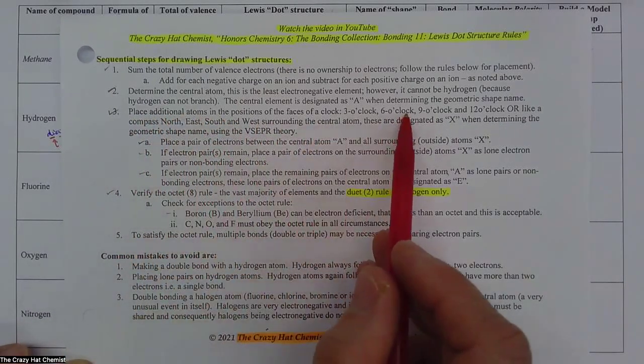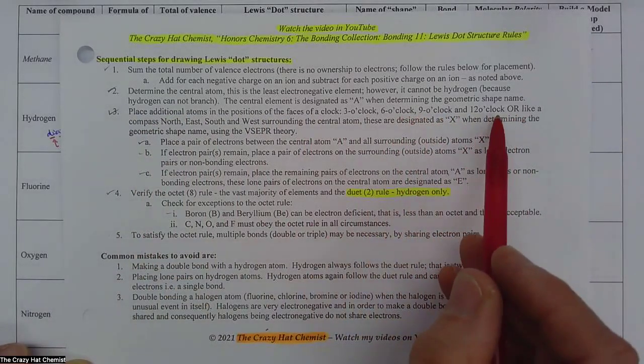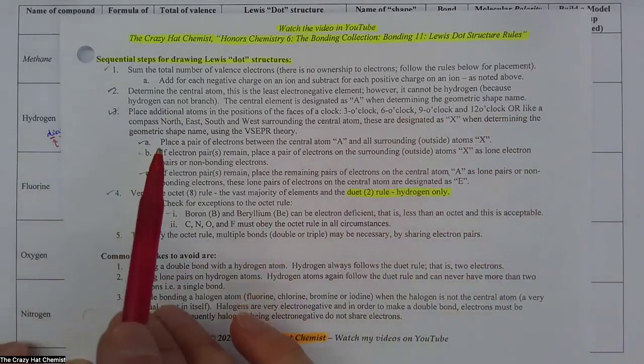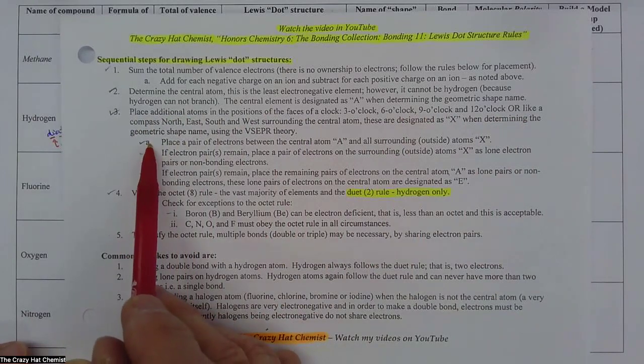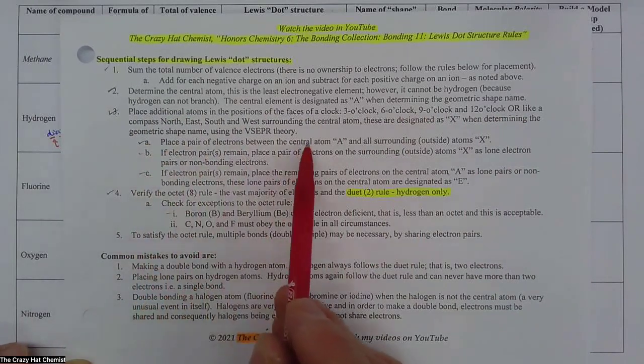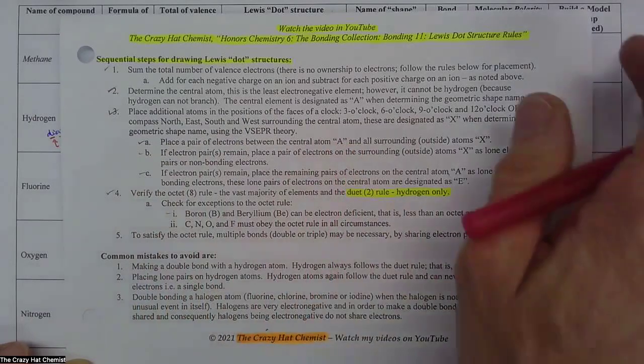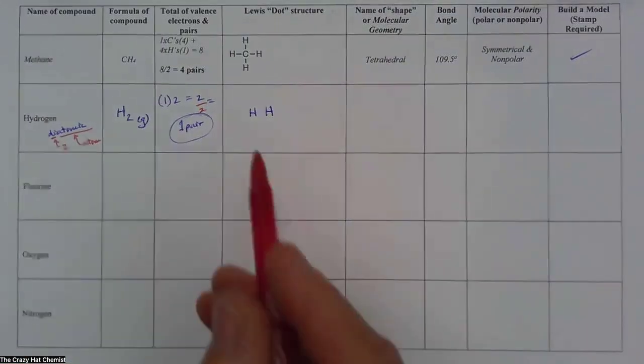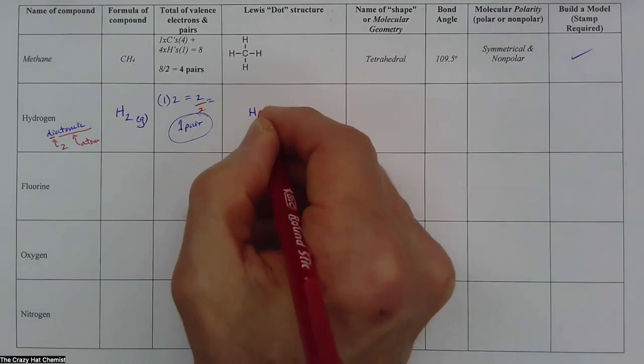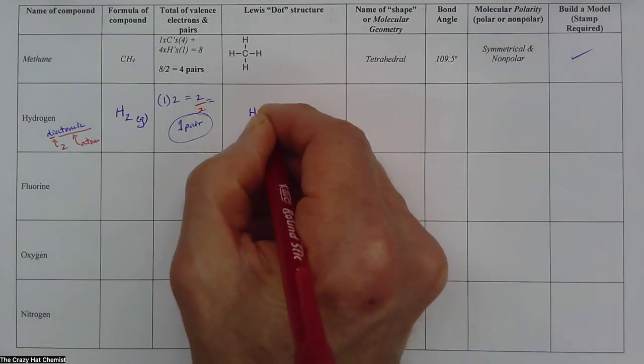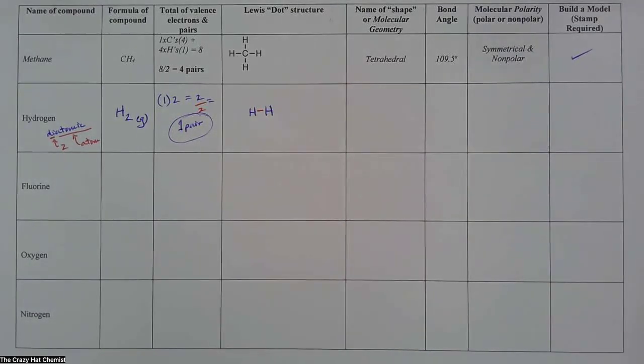Place those atoms around 3, 6, 9, and 12 o'clock. Well, we don't have to do that either because there's no other atom. So we're doing 3A. Place a pair of electrons between the central atom, A, and the surrounding atoms. There is no central atom. We have one pair, and so we're going to draw this single line there like that.